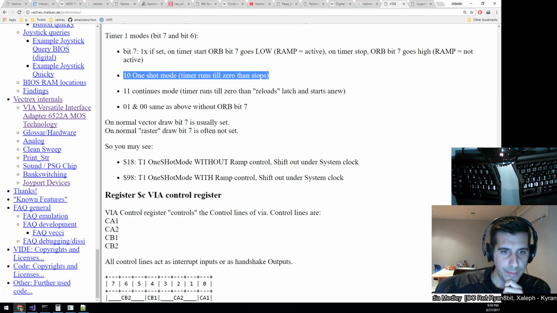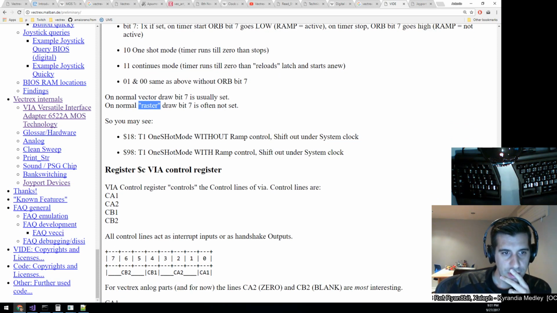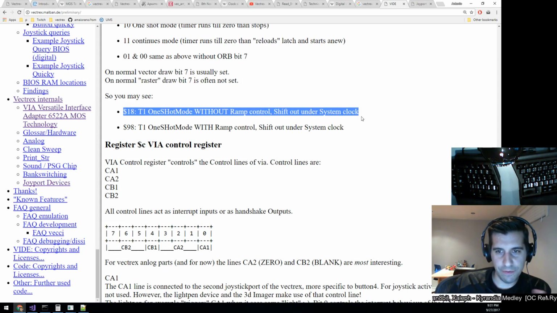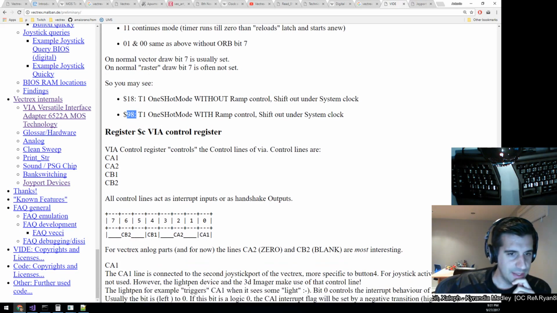On normal vector draw, bit 7 is usually set. On normal raster draw, bit 7 is often not set. Right. Okay, I like how he calls that. Basically saying for vector drawing, they use the timer, and for raster drawing, like for fonts, they don't use the timer, as we saw. So you may see 18, right, for one shot without ramp, shift under system clock. So this is what we see when it's doing fonts, and we'll see 98 for when it's doing vectors. So that's cool.